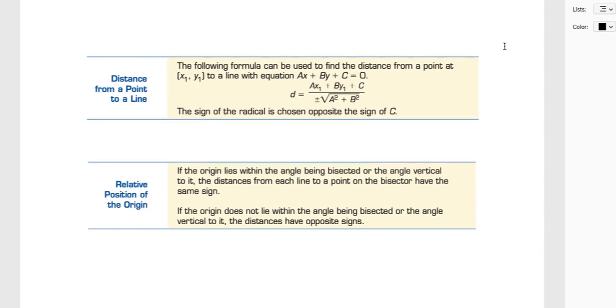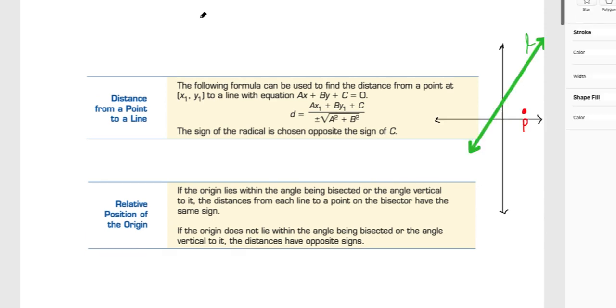It says the following formula can be used to find the distance from a point, and the point is labeled x sub 1, y sub 1, to a line with the equation ax plus by plus c equals 0. So what that really means is, if you have some point P, and we'll call that x sub 1, y sub 1, and you want to know the distance of P to this line L, that distance would be the perpendicular distance that we would be drawing. There it is, the perpendicular distance from that point.